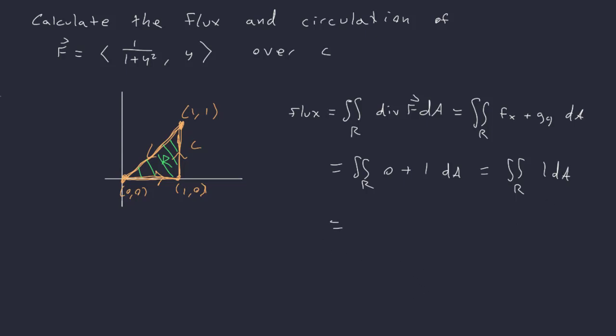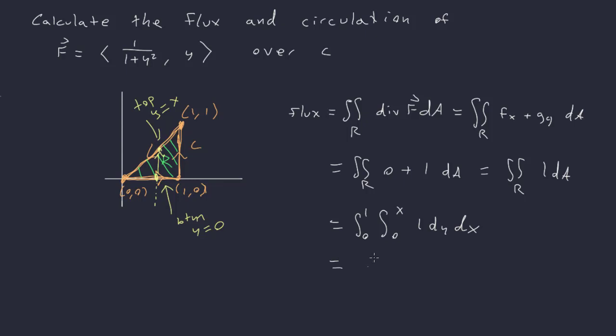That shouldn't be too bad. We just need to find the limits. I'm planning to think about this in terms of bottom to top, right? So the bottom is definitely y equals 0, and the top is the line going from 0, 0 to 1, 1. Hopefully it's not too controversial to say that that's y equals x. So our double integral is going to be 0 to 1, 0 to x, 1 dy dx.